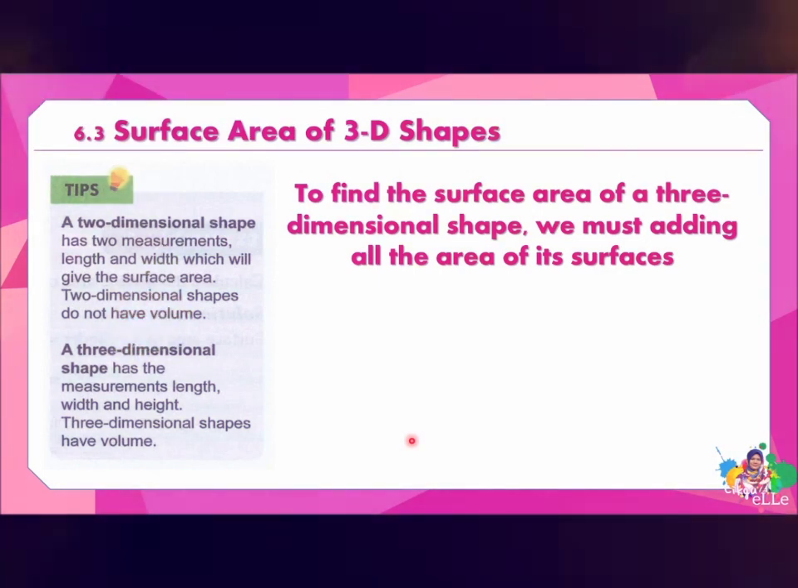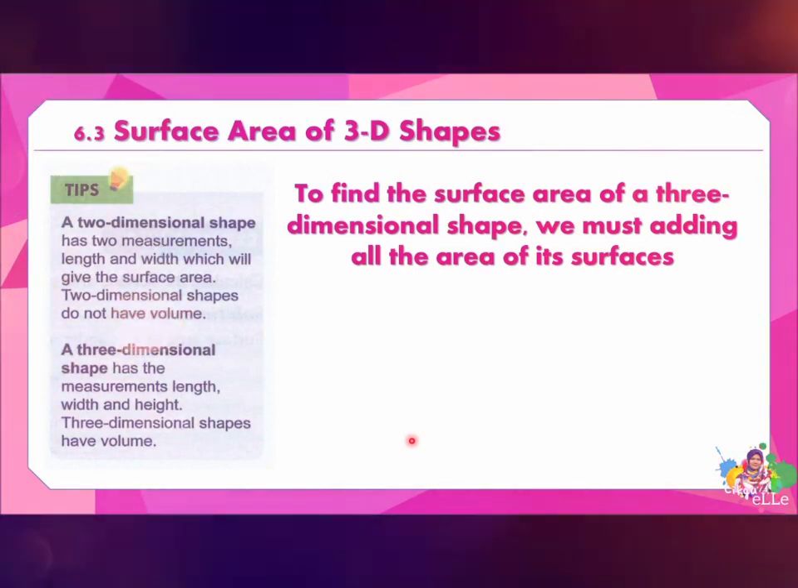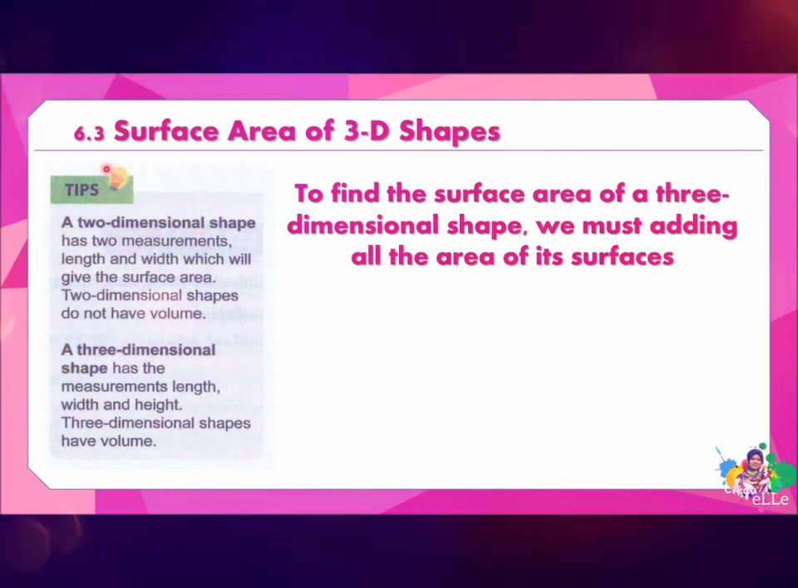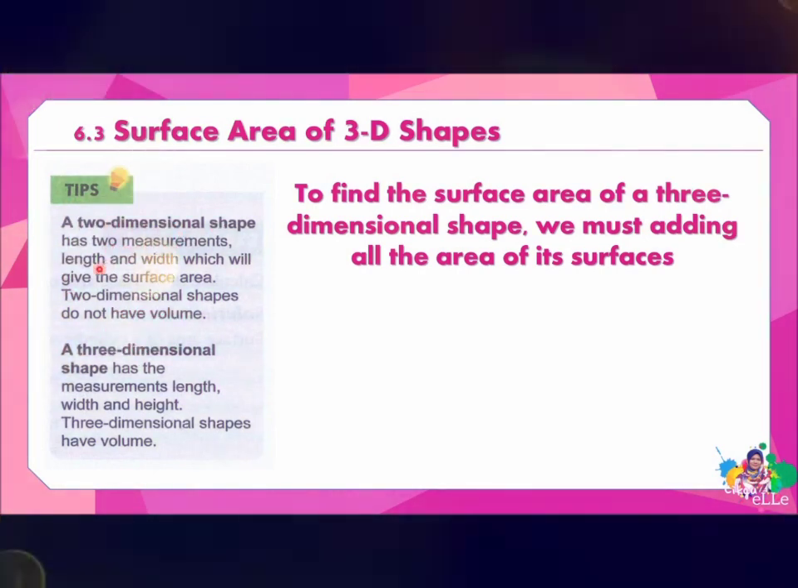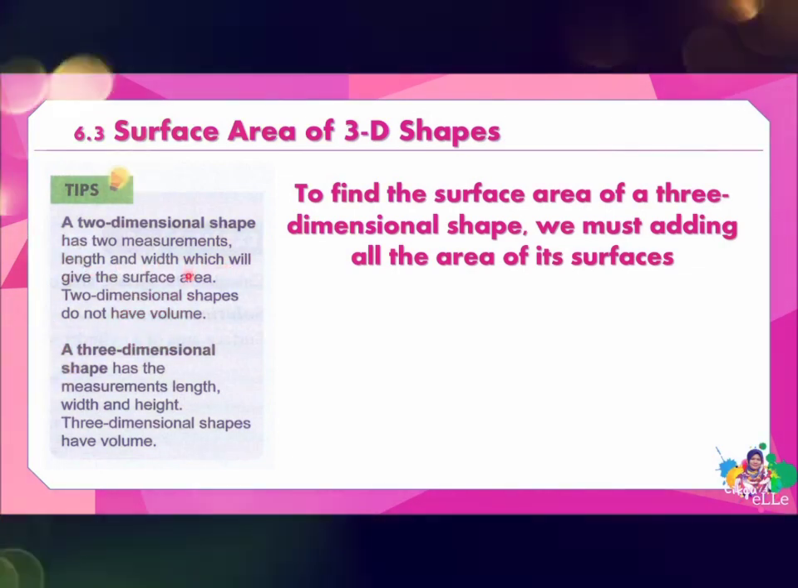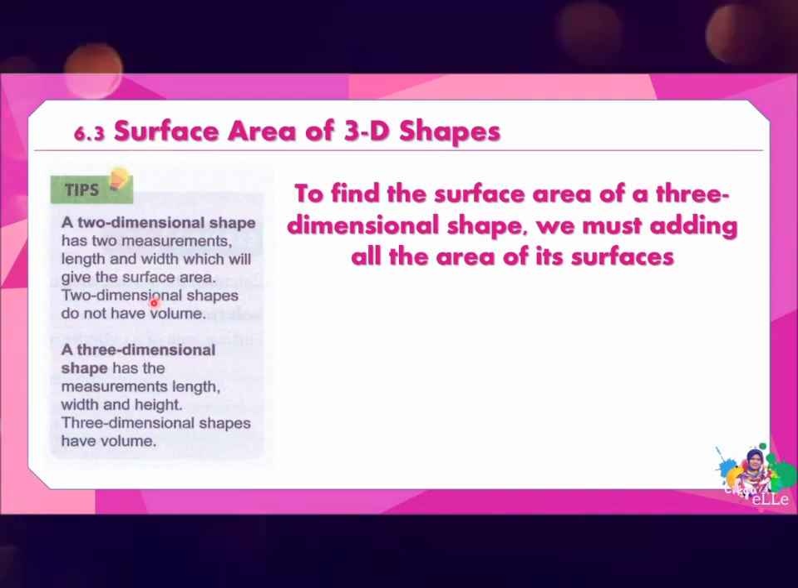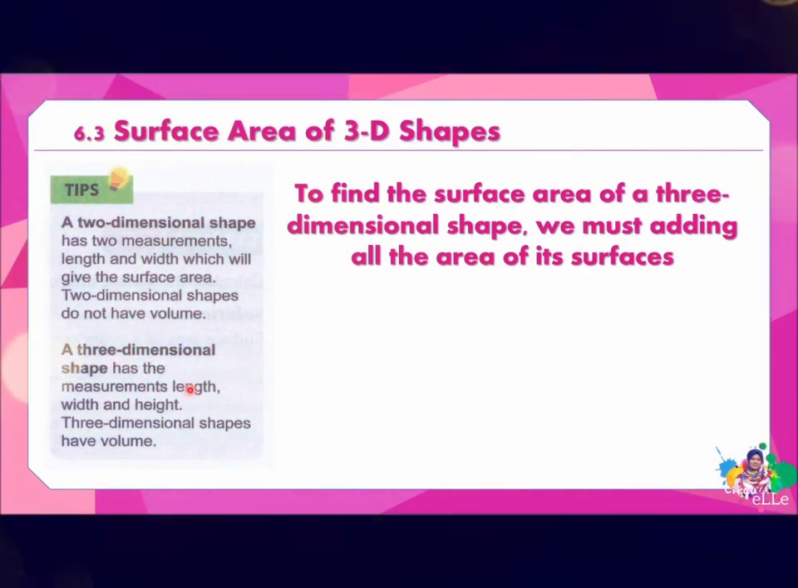Okay guys, to find the surface area of a 3-dimensional shape, we must add all the areas of its surfaces. Before that, look at these tips. A 2-dimensional shape has two measurements, length and width, which will give the surface area. 2-dimensional shapes do not have volume. And a 3-dimensional shape has the measurements length, width and height. The 3-dimensional shape has volume. This one I already explained in the first video of this chapter.